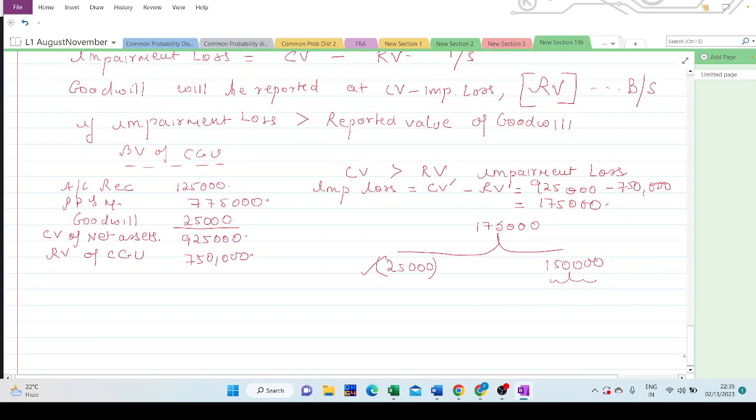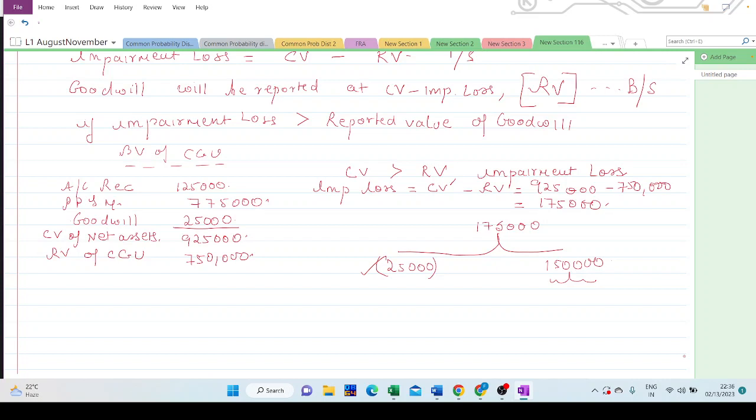The remaining impairment loss of 1,50,000 would be allocated to all other non-cash assets of the CGU on a pro rata basis. ठीक है. Guys, are we good? समझ में आया ये?